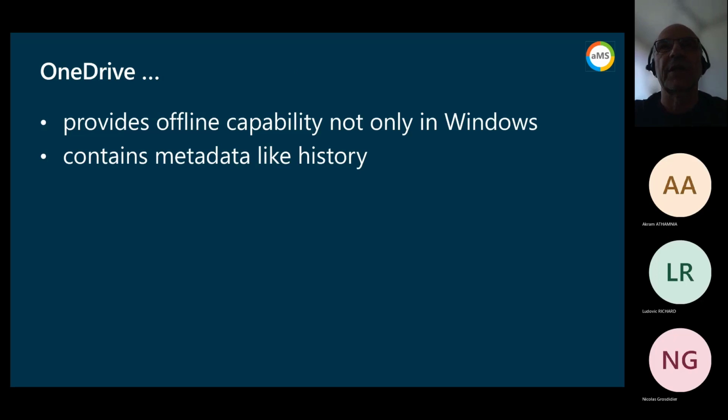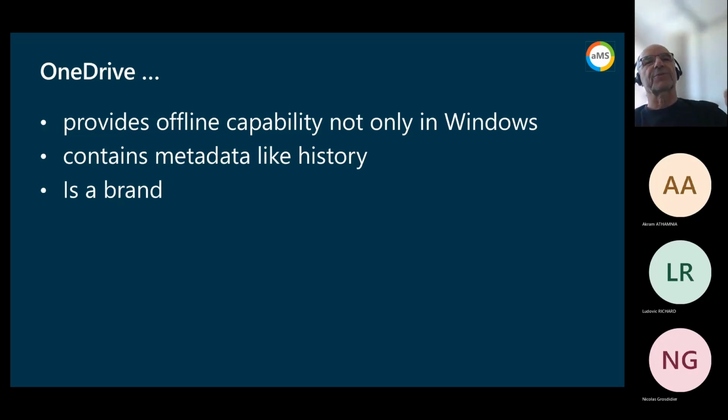It contains metadata like history functions. That comes from SharePoint, these metadata, and therefore OneDrive has metadata, and you have history of different things. That's different from the network drive. There you have no metadata inside the documents. And that's very important. OneDrive is the brand.